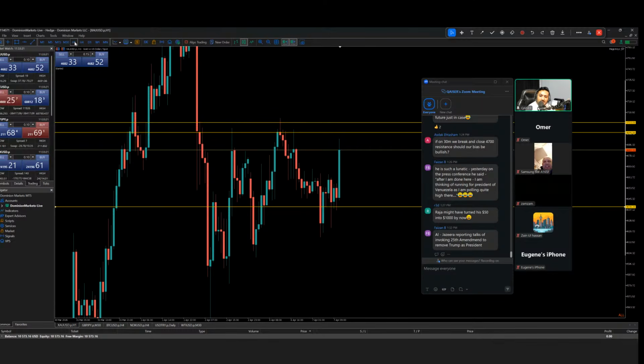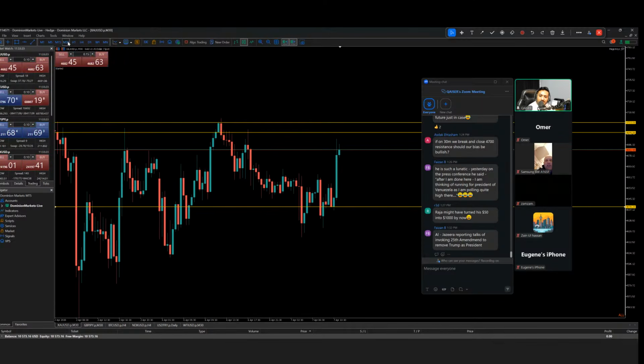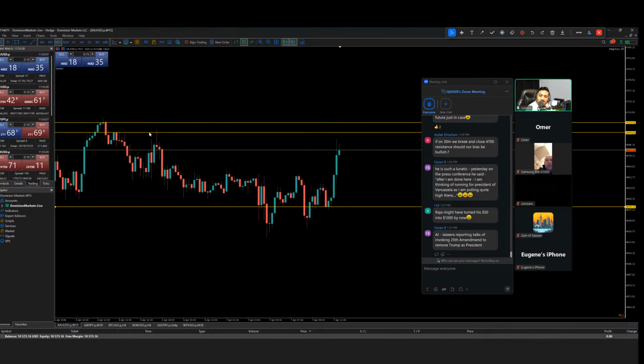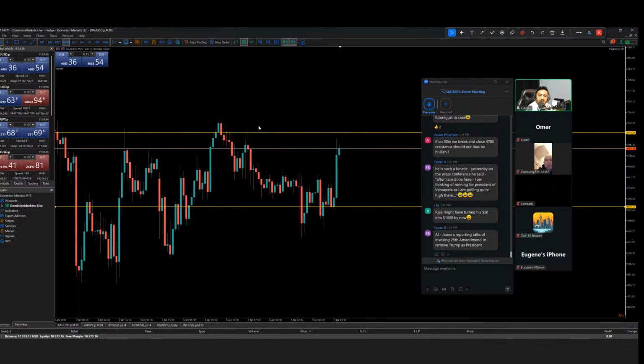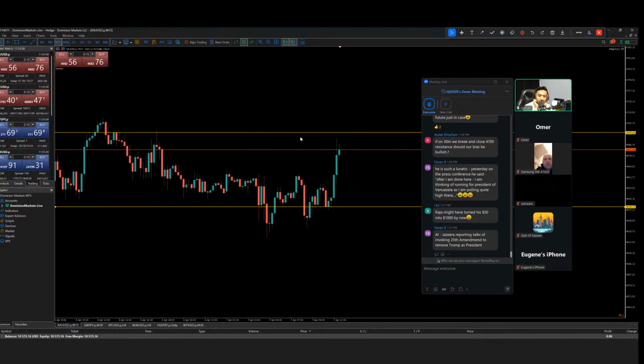It's connected with the H1 resistance. It's connected with the 30-minute time frame resistance. It's connected with the 15-minute time frame resistance. See this one? It could be a wide one. This one. And in any scenario, one more thing.